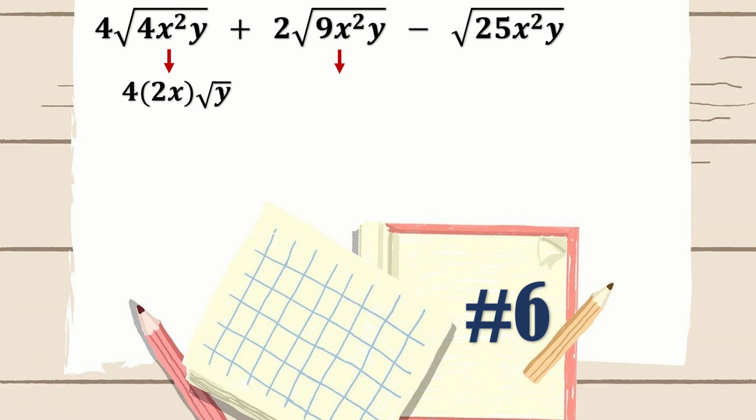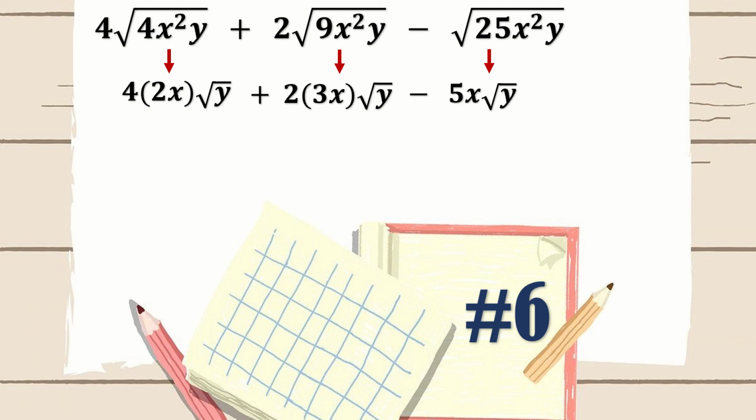Next, square root of 9 will be 3. Square root of x squared will be x. So that will be 2 times 3x. Retain square root of y. Lastly, we have square root of 25, which is 5. Square root of x squared will be x. Then retain square root of y.